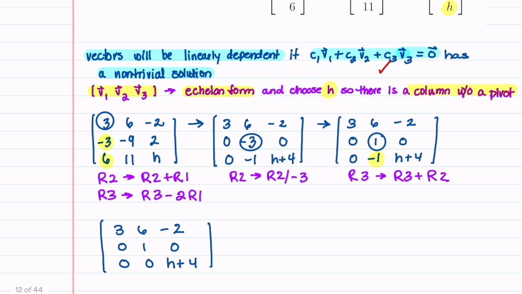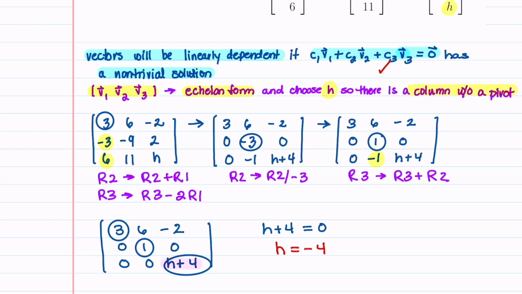Now, in order for our vectors to be linearly dependent, we have to have a column without a pivot. Let's go ahead and circle our pivots. And we can see that the only way that we can have a column without a pivot is if we make this pivot equal to 0, which means it's not going to have a pivot. So here we go. We're going to take h plus 4 and set it equal to 0, and that's going to give us an answer that h is equal to -4.